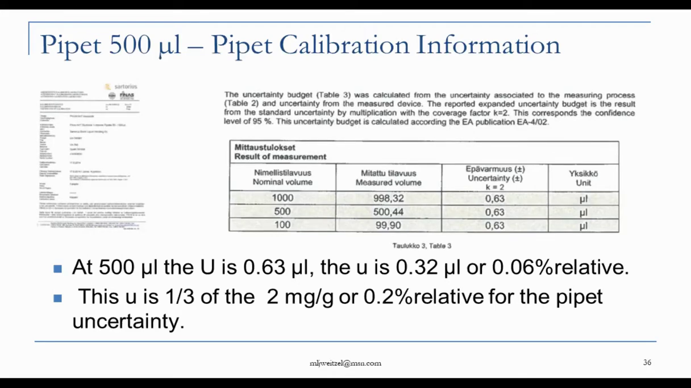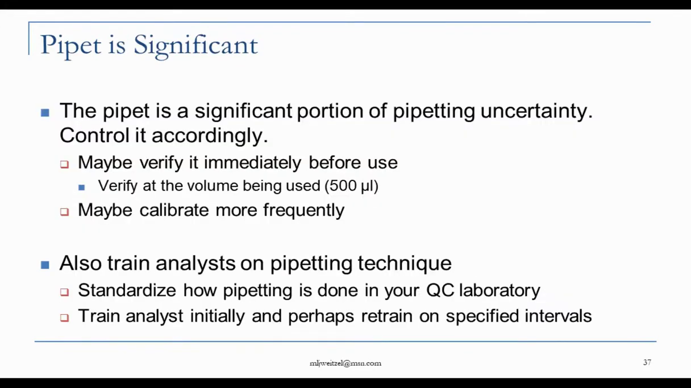Now, our uncertainty is in milligrams per gram. So to compare the volume impact to the weight, I change it to percent. So it's 0.06% relative. And the 2 milligrams per gram uncertainty for pipetting is 0.2% relative. So if you compare that 0.06 to 0.2, it is about a third. It is significant. So the pipette that you're using is important. So that pipette is a significant portion of the pipetting uncertainty, and you have to control it accordingly.